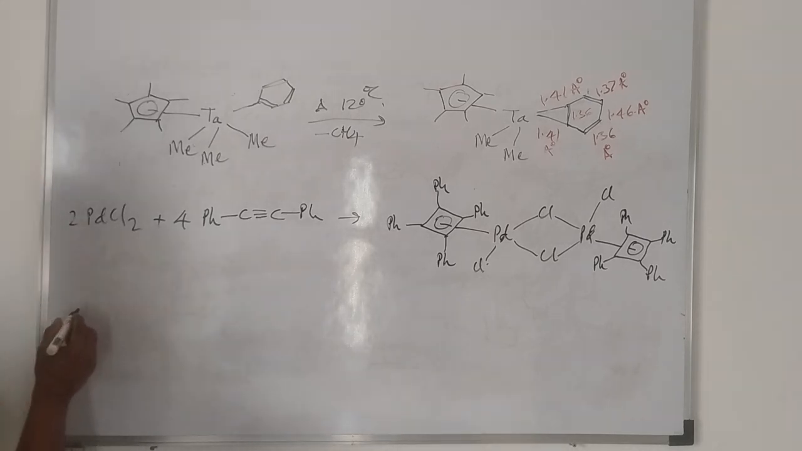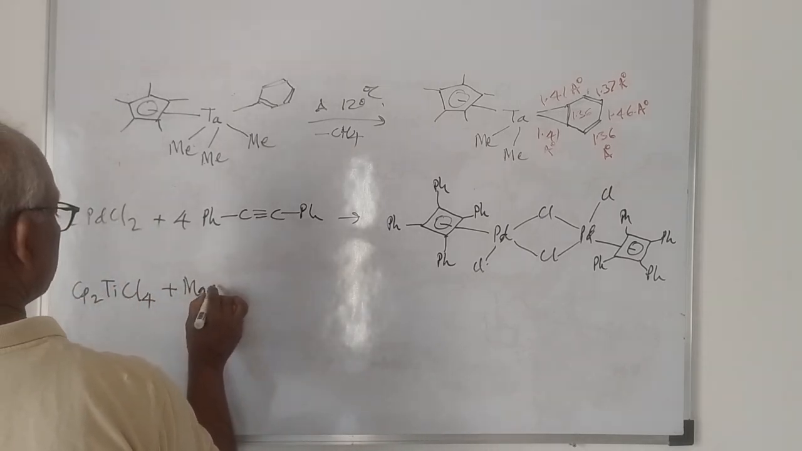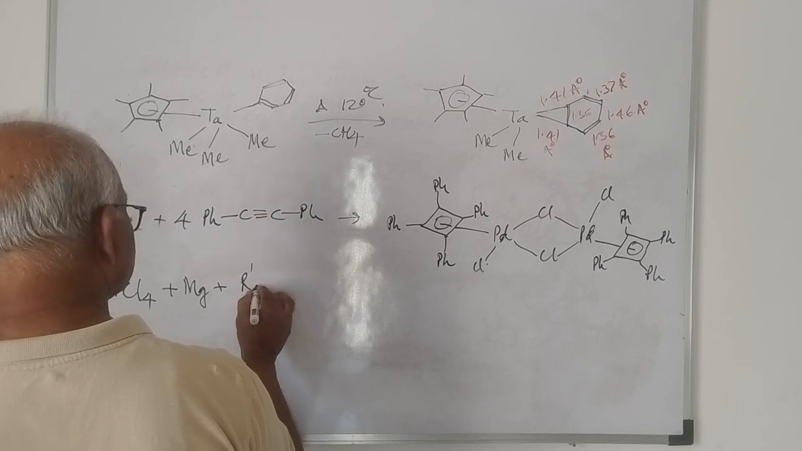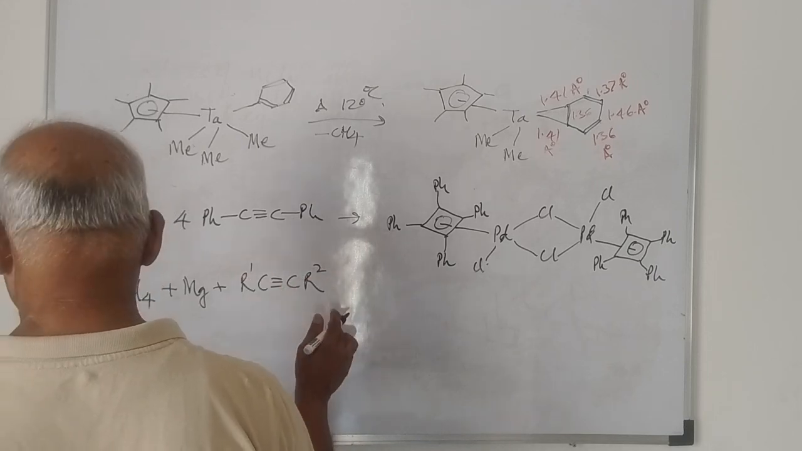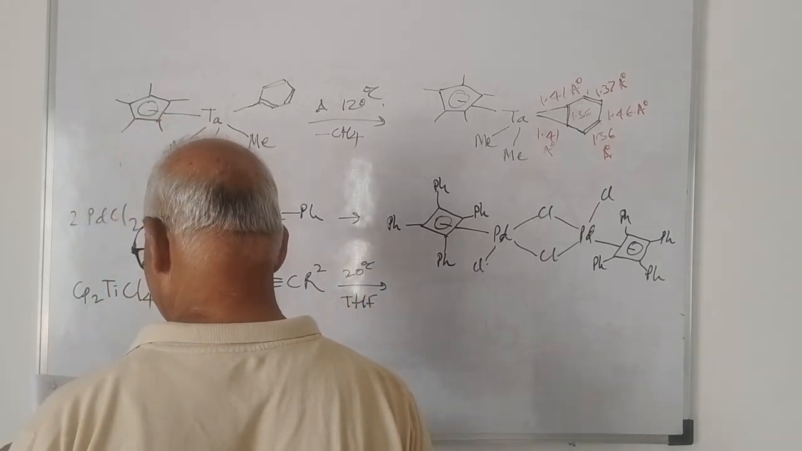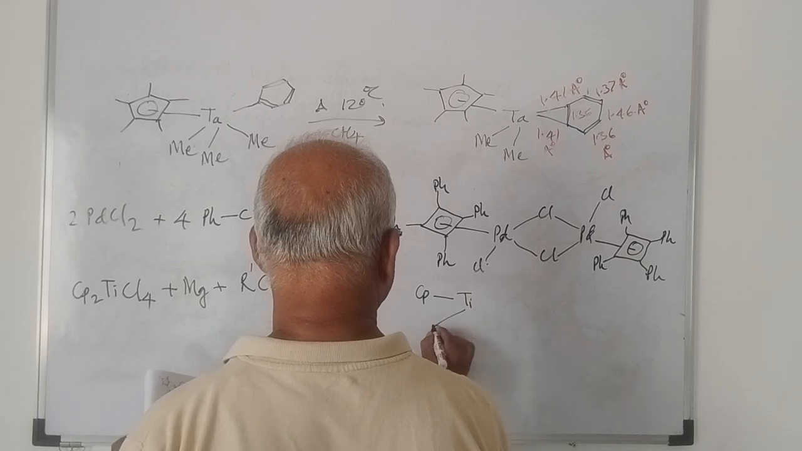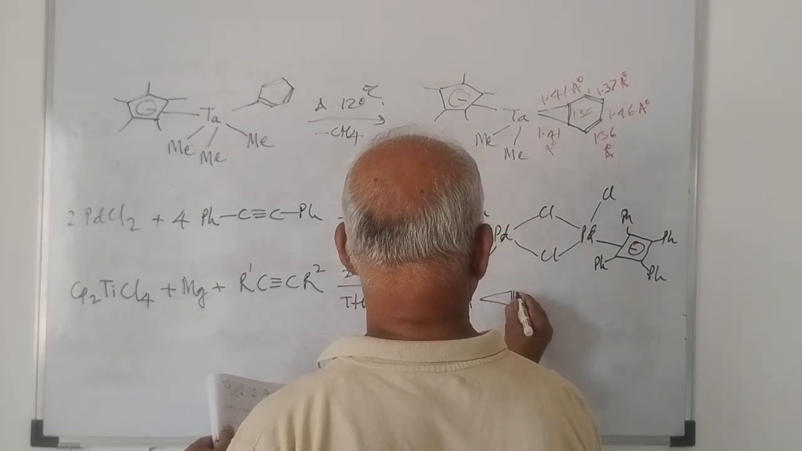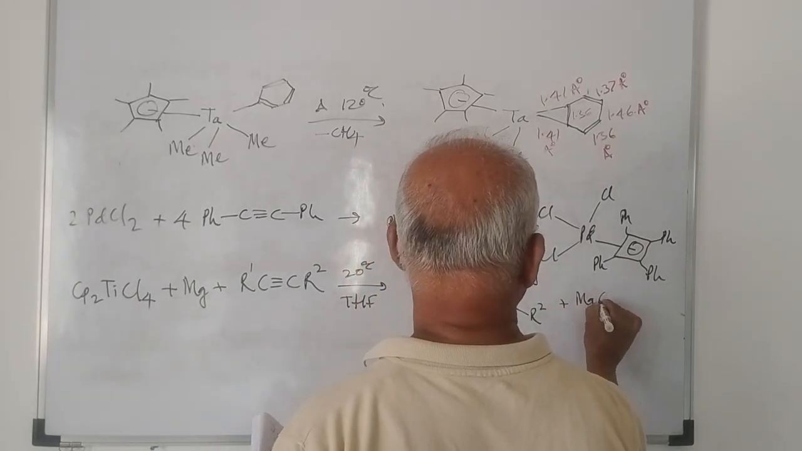Now the third reaction is Cp2TiCl2 plus Mg plus the general representation of this alkyne, R1C triple bond CR2. So after heating at 20 degrees centigrade in THF, it gives Cp2Ti, Cp, Ti, Cp, and this R1, R2. So this MgCl2.